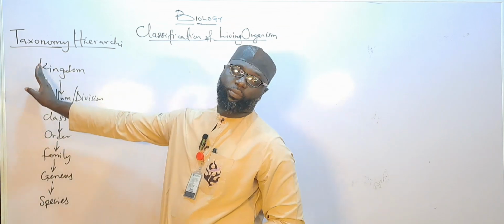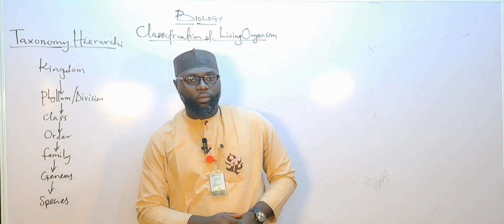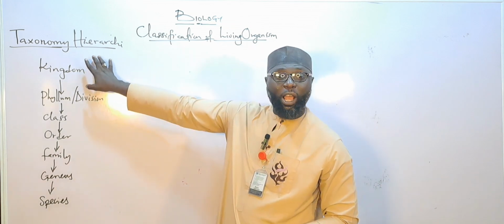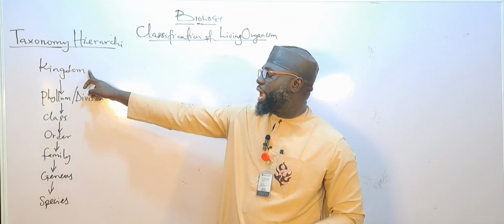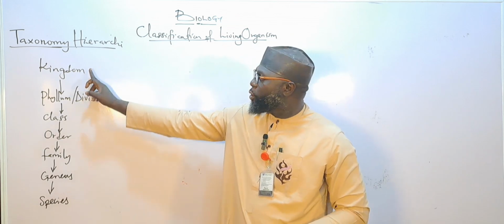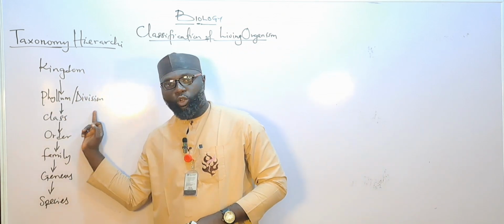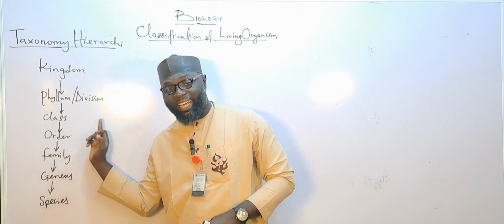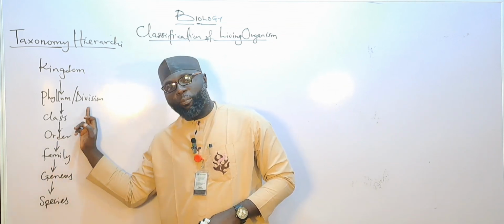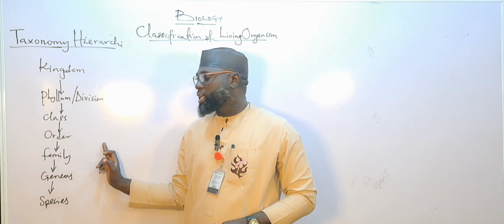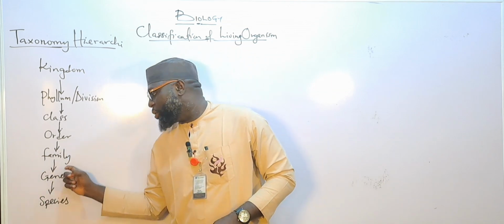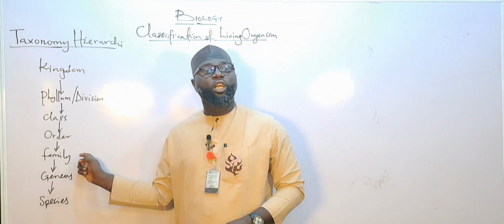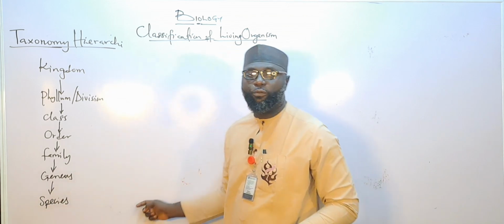What is kingdom? A kingdom is comprised of a group of phyla. Phyla are comprised of groups of classes. Classes are comprised of groups of orders. In orders, we have many families. In a family, we have a group of genera. In a genus, we have a group of species.